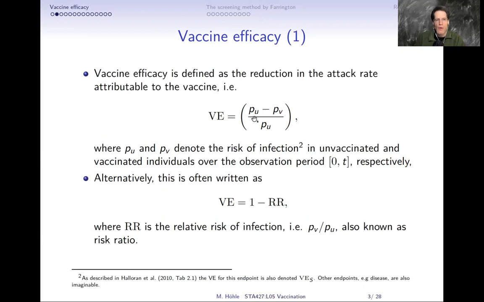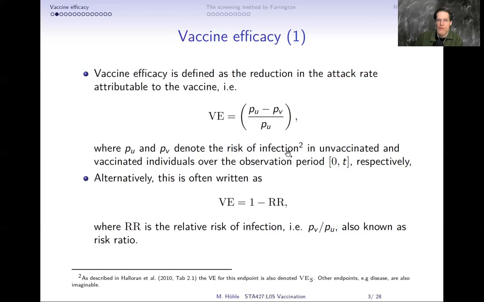So what you do is, if you know that PU is the risk of infection in unvaccinated individuals over an observational period from 0 to T, and PV is the proportion or the risk of infection in those who are vaccinated, then you look at the difference between the two risks. That's the absolute difference in risk divided by the risk of infection in those who are unvaccinated. That can also be expressed as 1 minus PV divided by PU, or sometimes abbreviated to 1 minus RR.